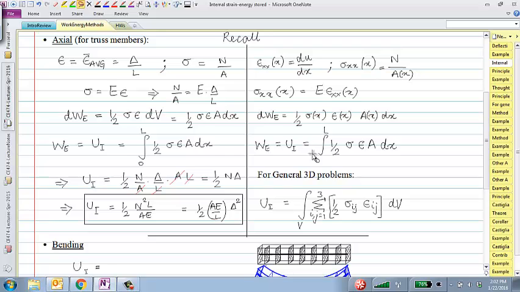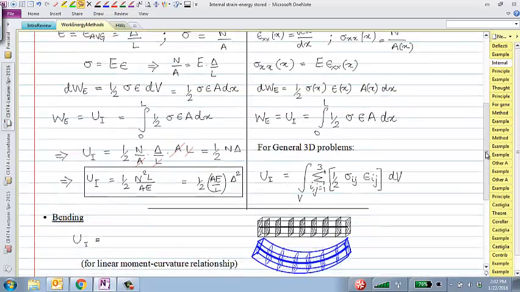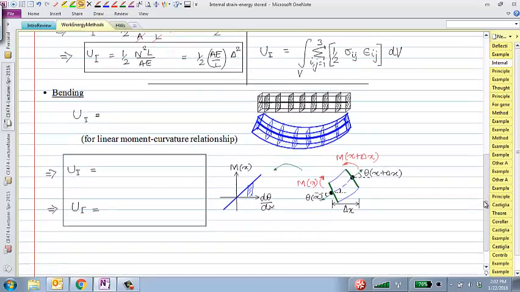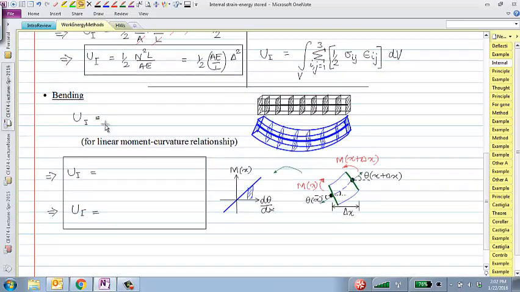There is a more detailed derivation given for general three-dimensional bodies, but I won't go through that. For bending, we have just seen that it's half times Mx times d theta dx, that's the curvature, times dx, integral 0 to L. This is something that we just derived a while ago, so I won't go through those arguments again.